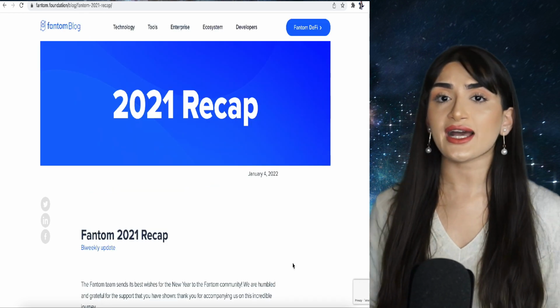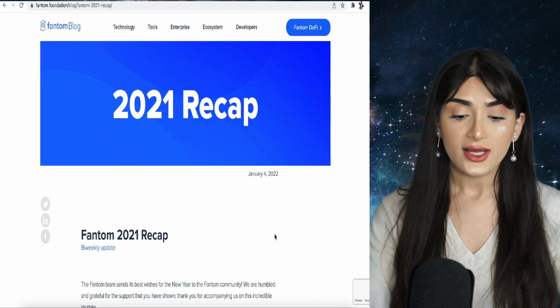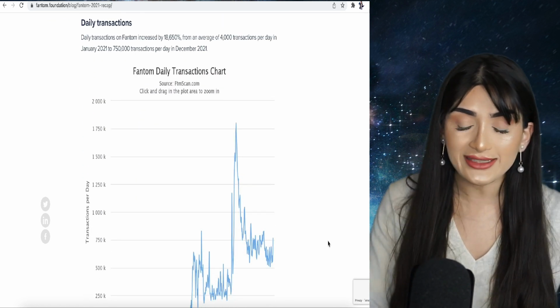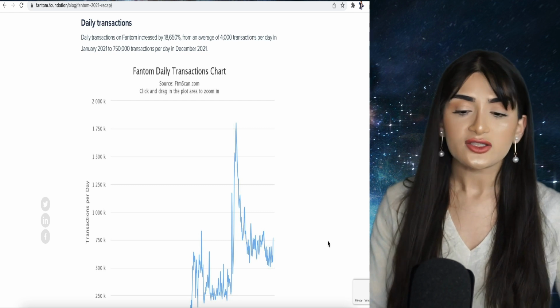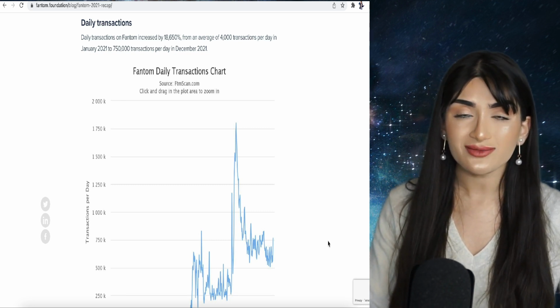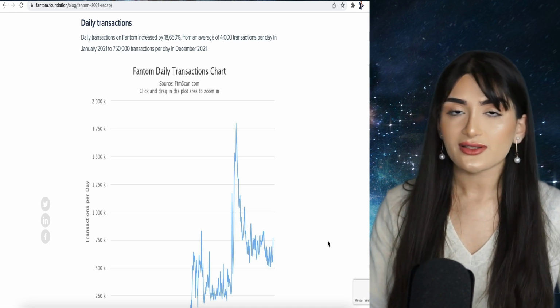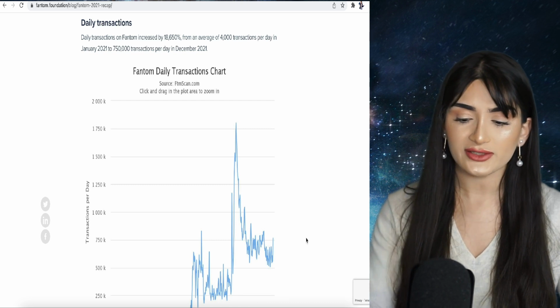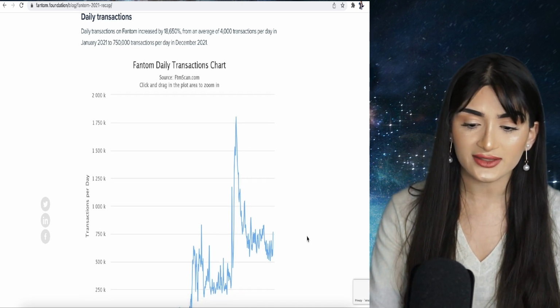Fantom had a fantastic year in 2021. Let's just take a look at its recap. The network grew by 18,650%. So they had an average of 4,000 transactions per day in January 2021 to this number, 750,000 transactions per day in December 2021. This is outstanding, you guys.